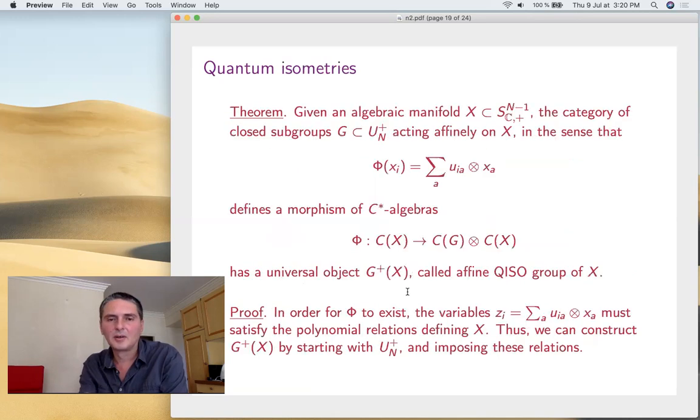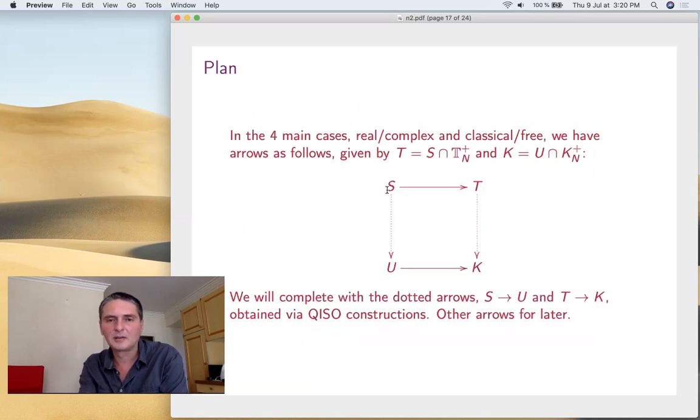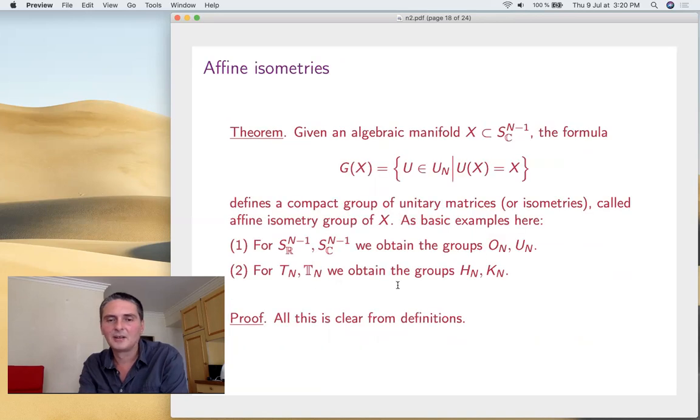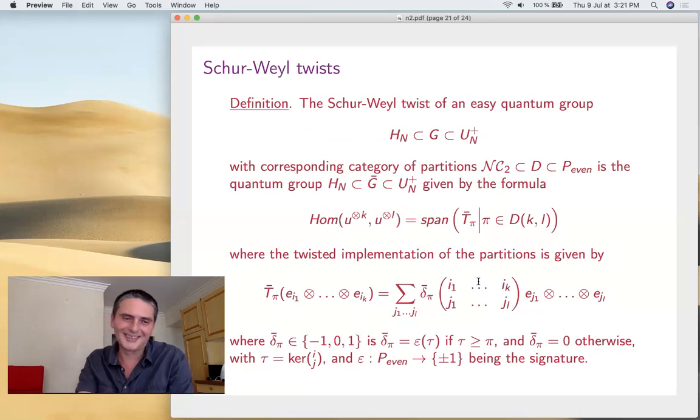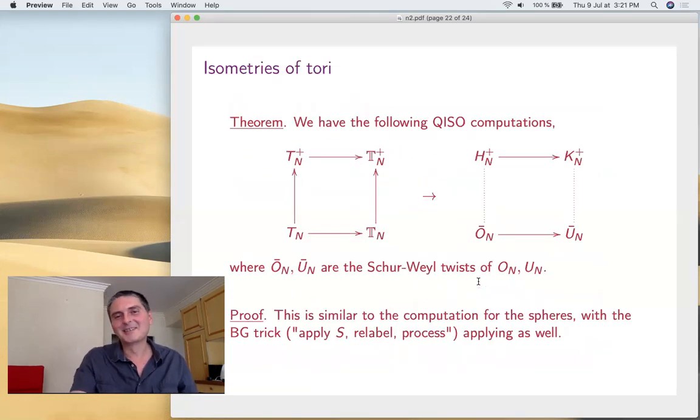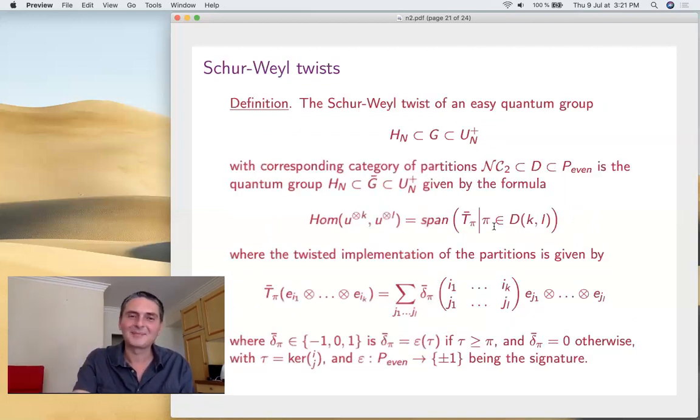So anyway, we're done. Going back to our plan, we constructed the arrow from S to U. Now the problem left is to construct the arrow from T to K, knowing that it should be the same. And the problem is that it's not. Let me tell you in advance the results: for the isometries of the tori, you get this weird thing, some twists of Hn and Kn, the usual tori. So let me first tell you what these twists are, and then we'll see the fix. So, how to twist?